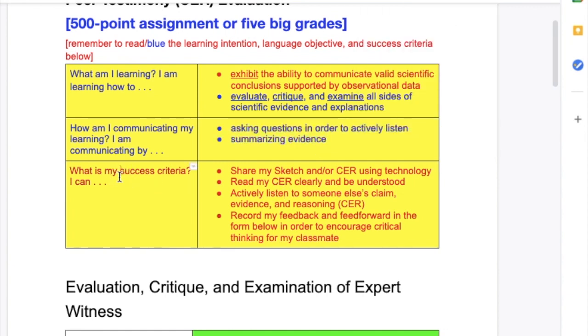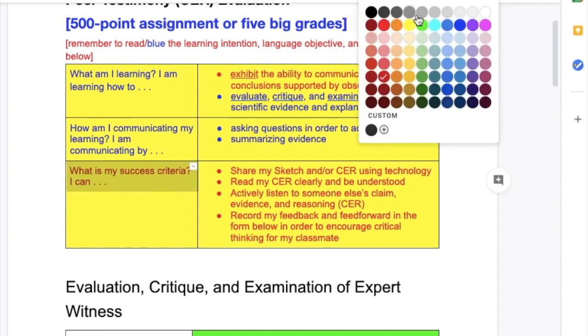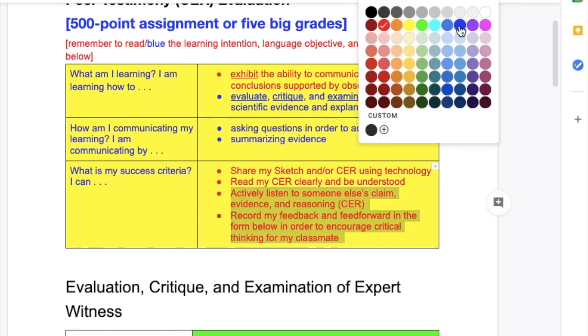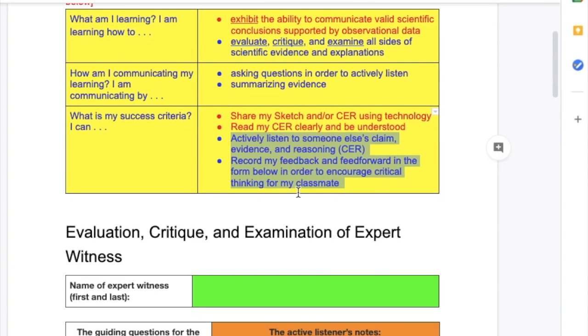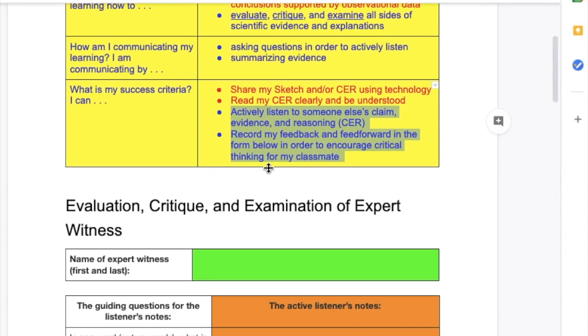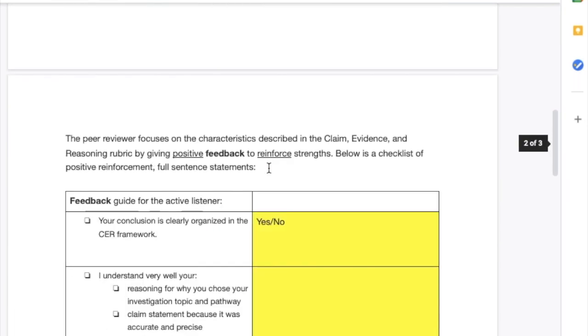What is my success criteria? Am I sharing my sketch or other CER? No, not if I'm evaluating. Am I reading my CER clearly? No, I'm evaluating someone else's. I'm giving them critique. Am I actively listening? Yes, to someone else's claim, evidence, and reasoning. Am I recording my feedback and feed forward in the form below in order to encourage critical thinking from my classmate? Yep, that's what I'm doing. And so I'm going to look for these in the form, the opportunities to record, document, communicate what I'm learning. All right, so that's this first one.